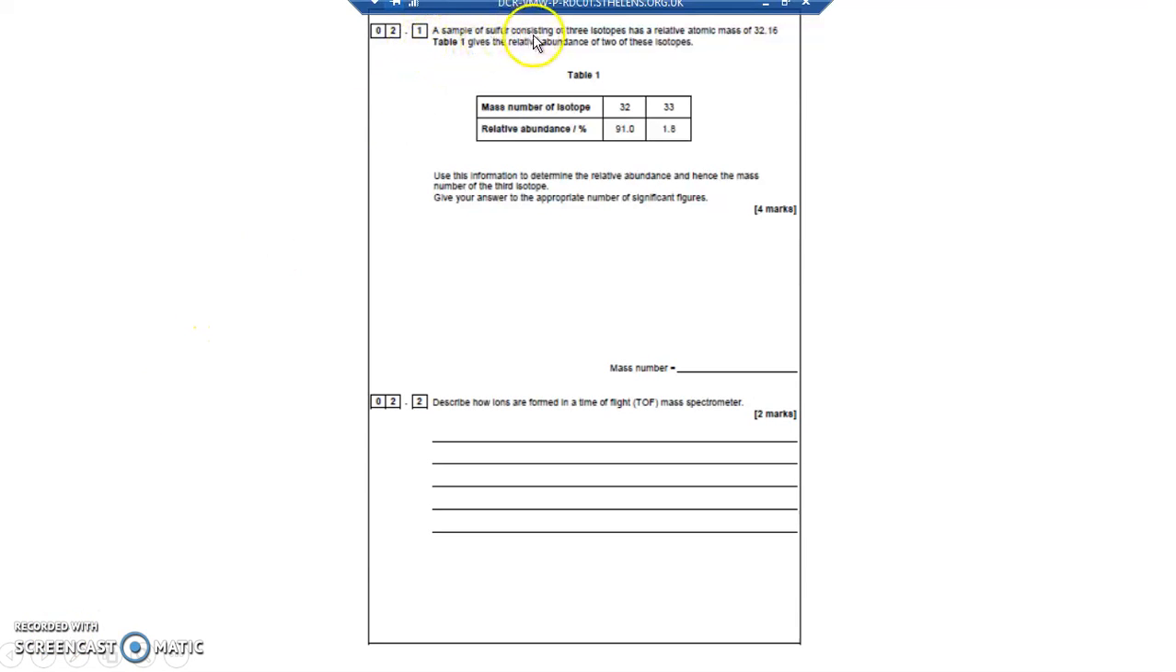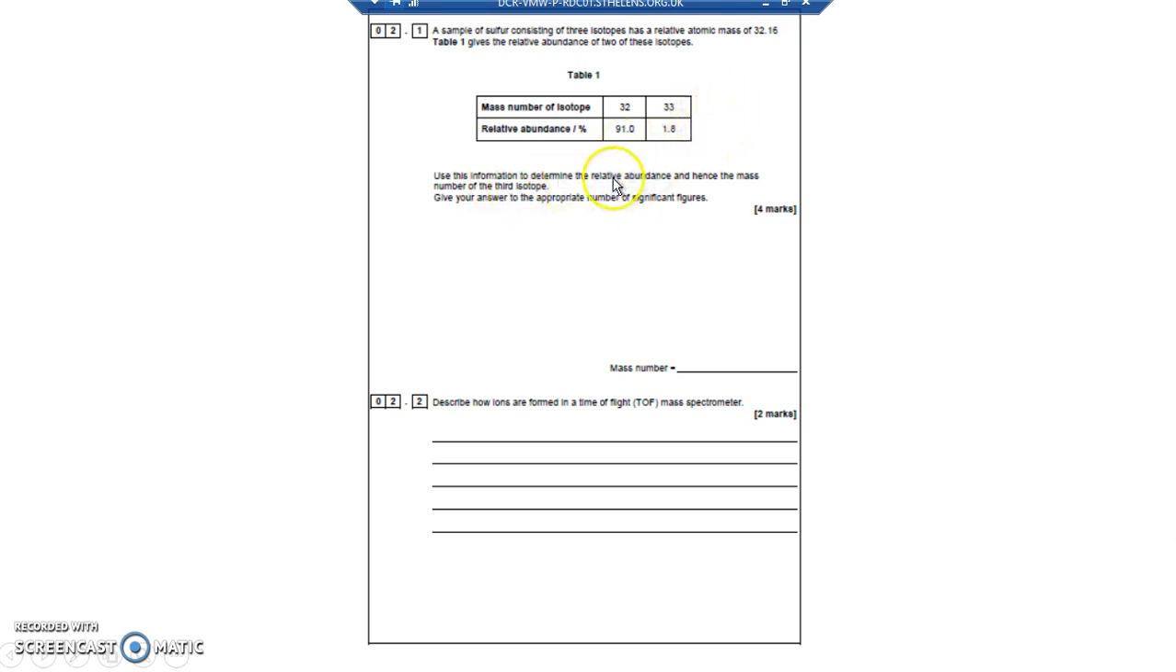Question 2. A sample of sulfur consisting of 3 isotopes has a relative atomic mass of 32.16. Table 1 gives the relative abundance of 2 of these isotopes. So that means 91.0% has atoms of a mass of 32, and 1.8% has atoms of a mass of 33. Use this information to determine the relative abundance and hence the mass number of the third isotope.